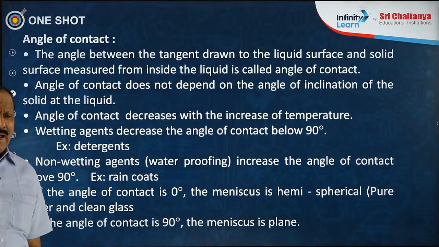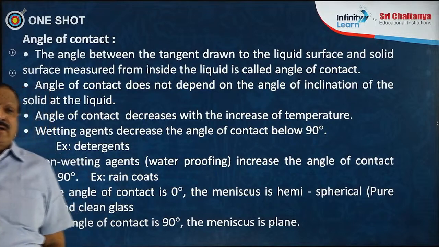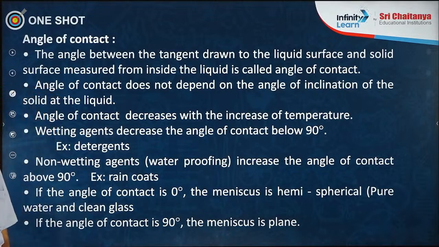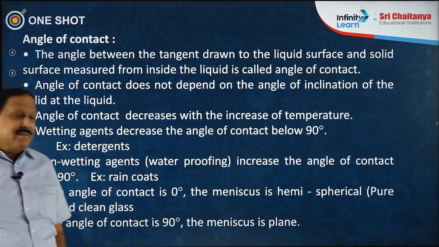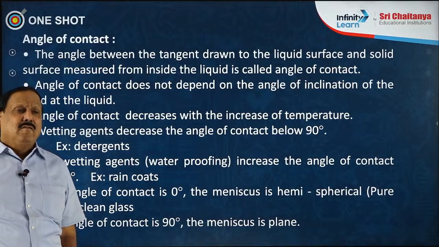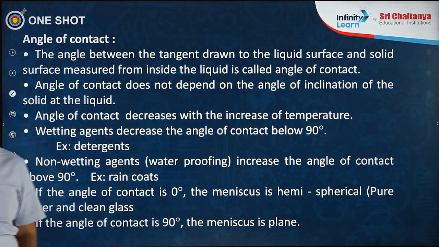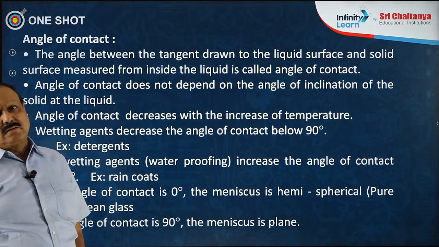Next, angle of contact. Of course, in this angle of contact, definitions and all are not required. The only thing we have to remember is, for a few liquids and solids, the angle of contact can be less than 90, greater than 90, or equal to 90. In some cases, the angle of contact is less than 90. If the angle of contact is less than 90, those liquids will wet the surfaces. For example, water and glass. If you take water in a glass, water wets the glass.